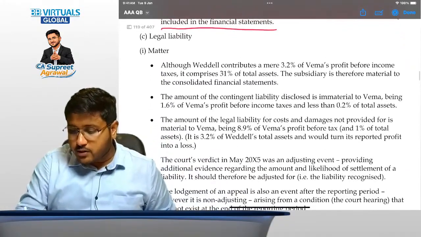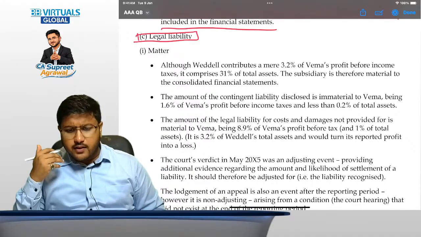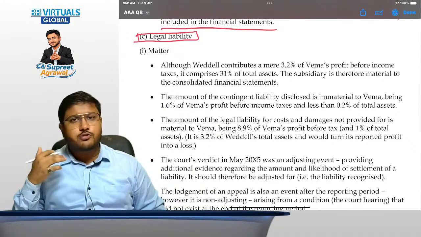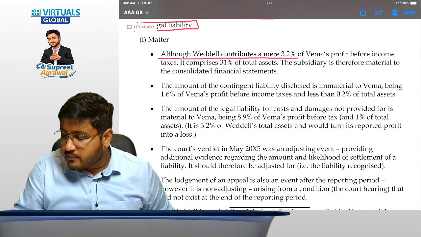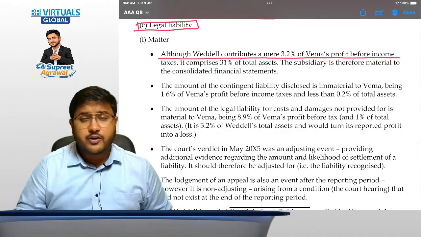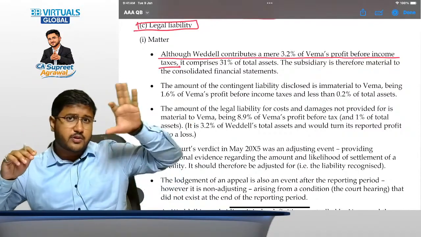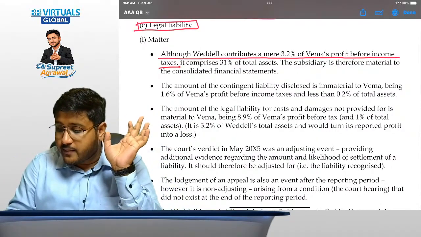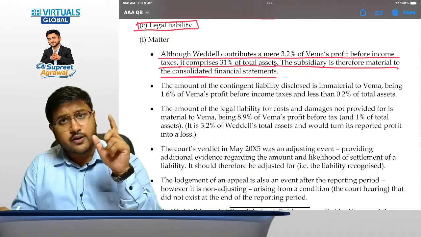Now when we jump into the third part, which is the legal liability, this becomes a little important, and this is one such point where a lot of students face a lot of trouble. Although Weddell contributes a mere 3.2% of WEMA's profit before income taxes, we are talking about the contribution of the subsidiary in the company's financial statements. It comprises 31% of total assets. The subsidiary is therefore material to the consolidated financial statements.